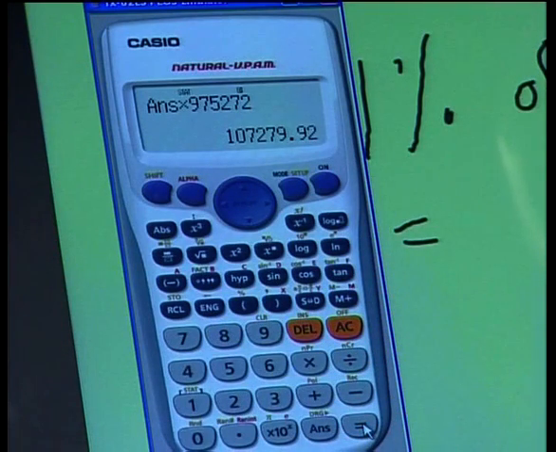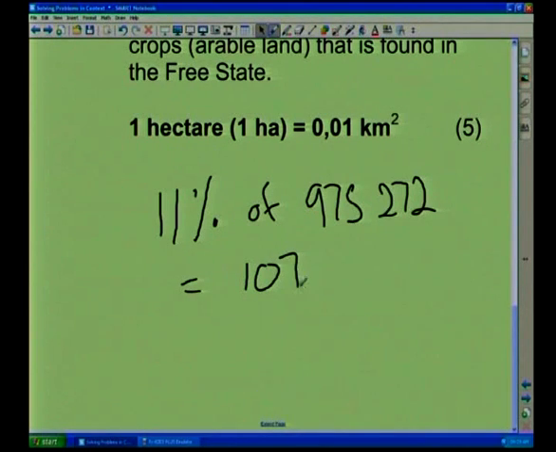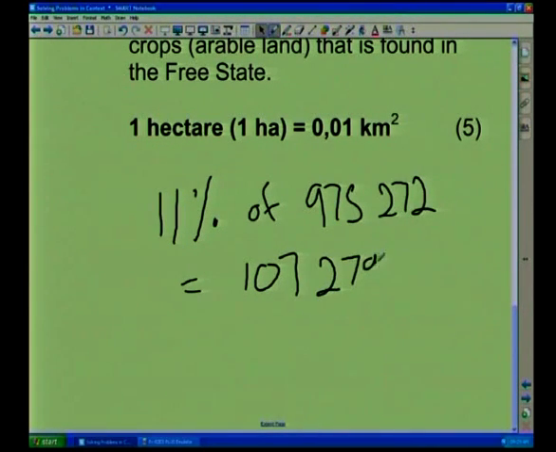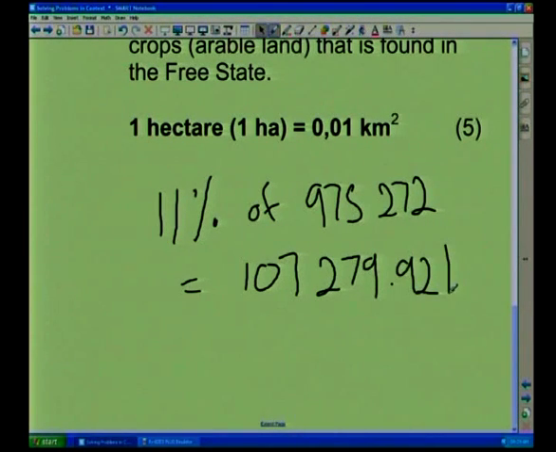There it is, 107,279.92. Let's just check it again: 107,279, and we've got some decimal points there, 0.92. Again, this is an answer in square kilometers. Now that we have the total arable land in the country, we can look at what the figure is for the Free State, because we're going to need that figure to compare to the total in the country.